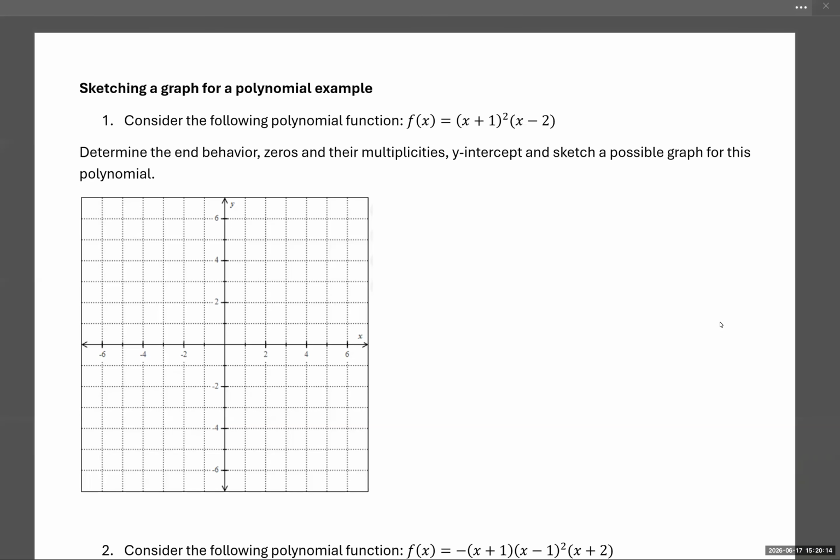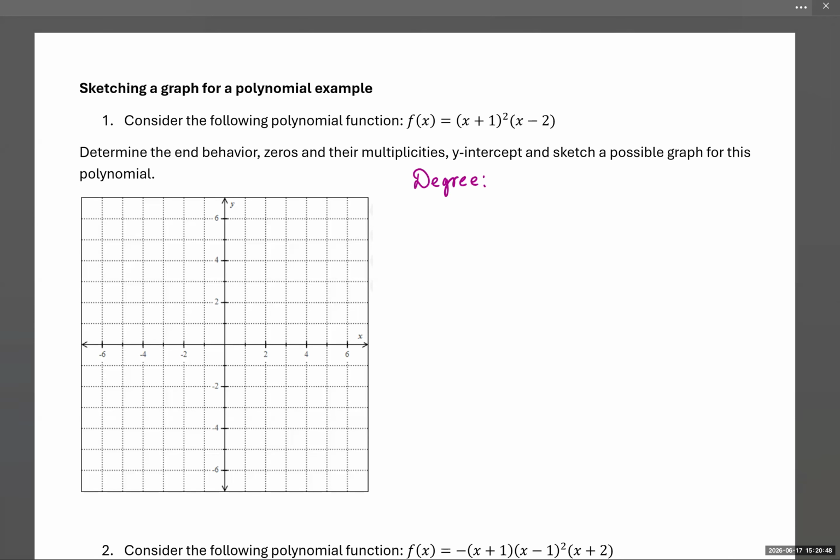In this example, we're going to learn how to sketch a graph for a polynomial function that's written in the factored form. We will do that by determining end behavior, zeros, multiplicities, y-intercept, and then sketching the actual possible graph. This is not an exact graph, this is a sketch, so some values are not going to be exactly what this function is doing, but we're going to be pretty close on the shape. So let's start with the degree and the leading coefficient.